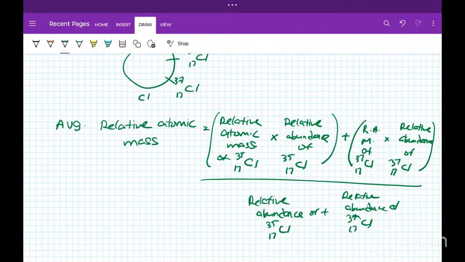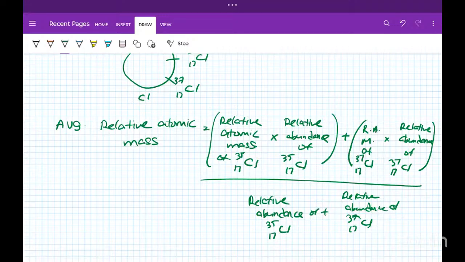So this happens only when there are isotopes. This concept we have discussed. This concept we have calculated as well. The only new thing here is we are using relative atomic masses for the calculations as the masses, right?